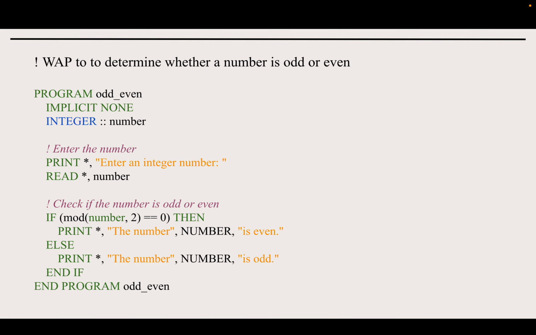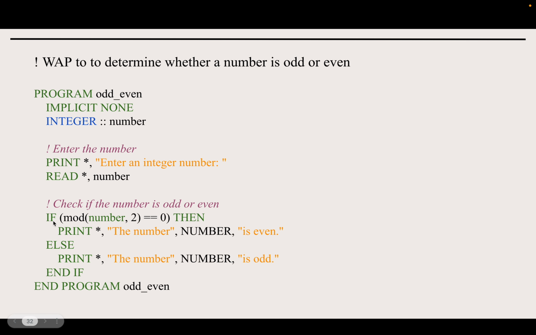The code is very simple. We know there are many functions in Fortran, and one of them is the modulo function. It returns the remainder of a division, and here we have simply used that function. So let's start. The program is called odd_even, and we have defined the number as an integer, and we want to read that number from the keyboard.